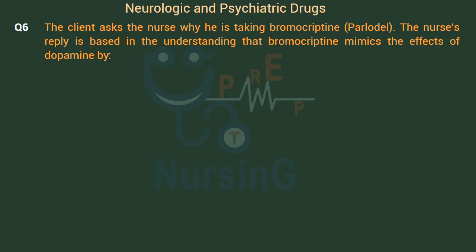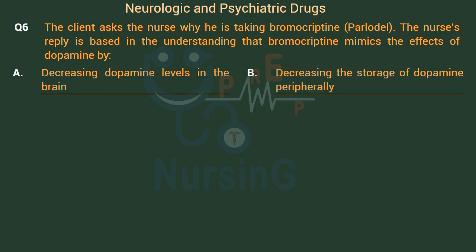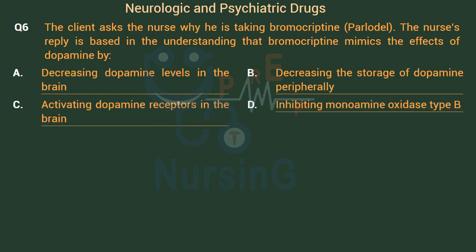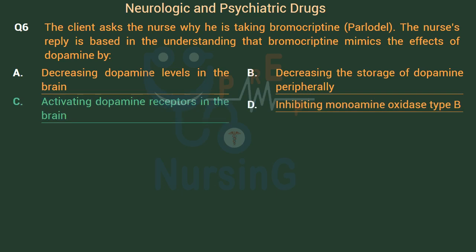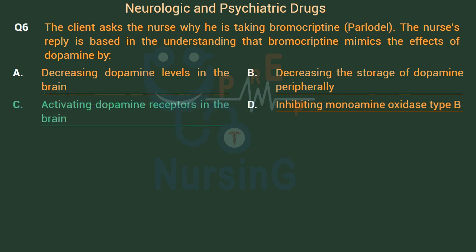The client asks the nurse why he's taking bromocriptine, Parlodel. The nurse's reply is based in the understanding that bromocriptine mimics the effects of dopamine by Option A. Decreasing dopamine levels in the brain. Option B. Decreasing the storage of dopamine peripherally. Option C. Activating dopamine receptors in the brain. Option D. Inhibiting monoamine oxidase type B. Right answer is Option C. Activating dopamine receptors in the brain.